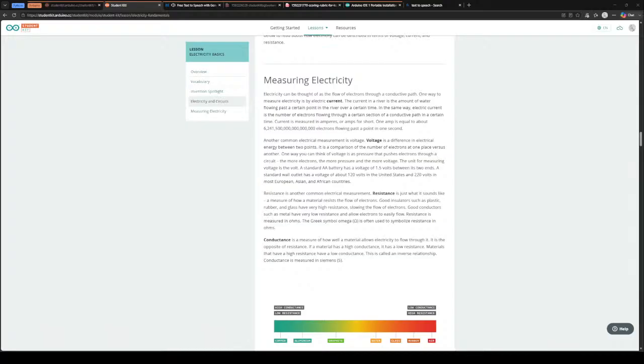Conductance is a measure of how well a material allows electricity to flow through it. It is the opposite of resistance. If a material has a high conductance, it has a low resistance. Materials that have a high resistance have a low conductance. This is called an inverse relationship. Conductance is measured in Siemens.